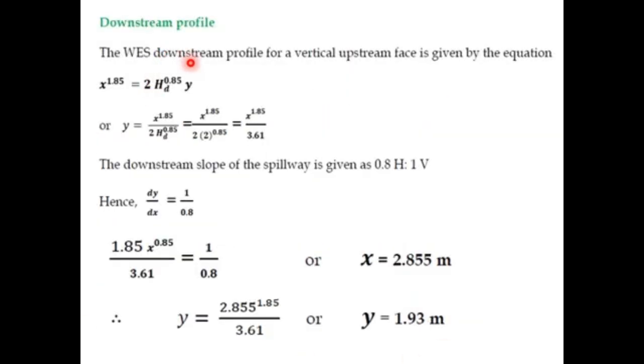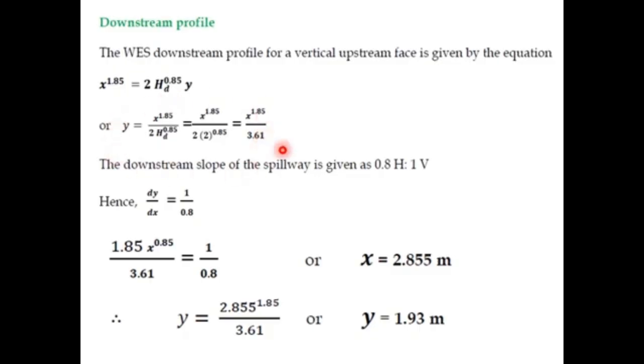Similarly, the WS downstream profile is given by x to the power of 1.85 is equal to 2 times HD to the power of 0.85 into y. So we get an expression for y by substituting the value of HD, which is 2 meters. So hence we get x to the power of 1.85 divided by 3.61.